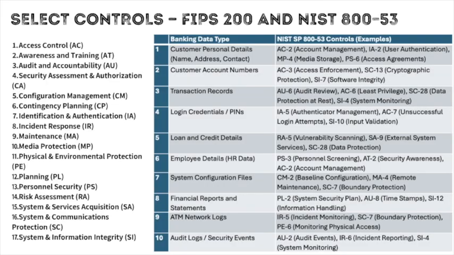Together, the FIPS 200 control families and the NIST 800-53 control catalog create a structured, standardized, and measurable approach to securing the sample banking information system against internal and external threats. These controls ensure that the system achieves its primary security goals: confidentiality, integrity, and availability, while remaining compliant with international cybersecurity standards.